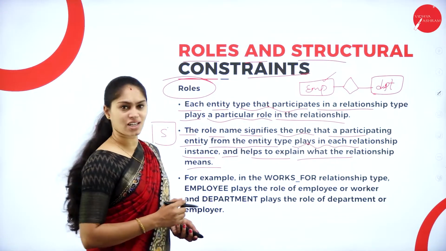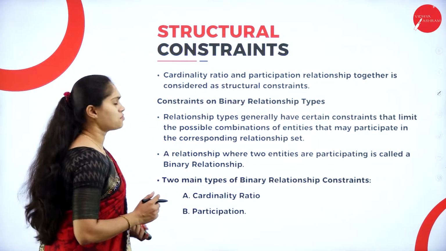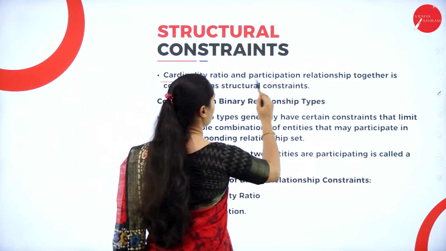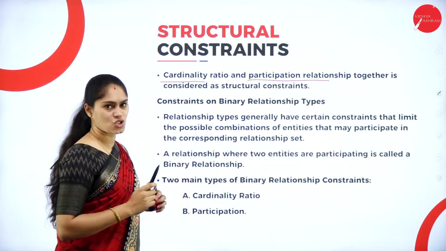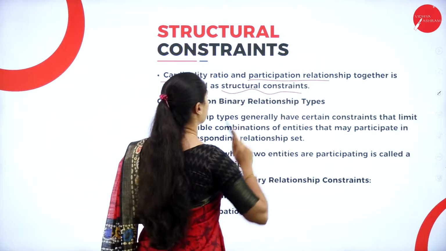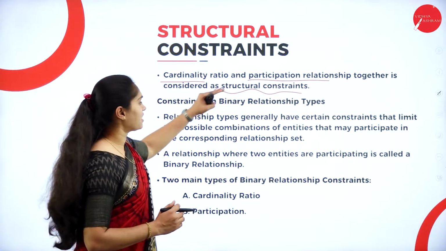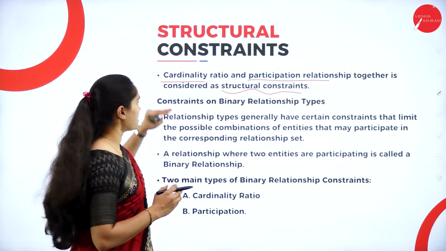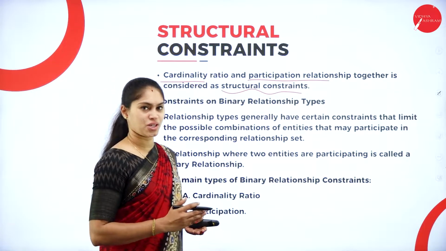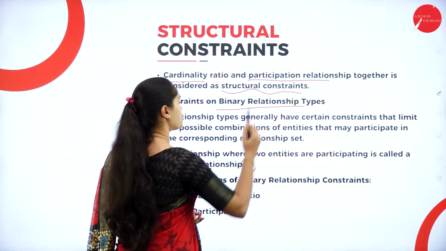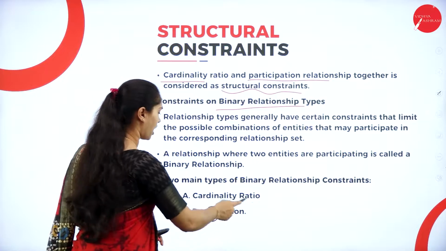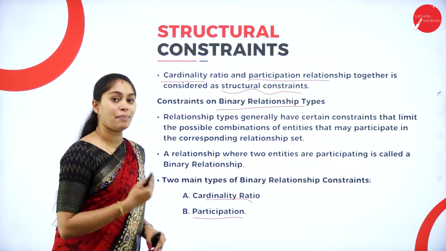And we'll see about the structural constraints here. When it comes to the structural constraint, it is just a collaboration of the cardinality ratio and the participation relationship. So together they will be considered as what? Structural constraints. So structural constraints are a collaboration of the cardinality ratio as well as the participation relationship. If you consider the binary relationship, here also we have two main types, that is with respect to cardinality ratio as well as the participation.